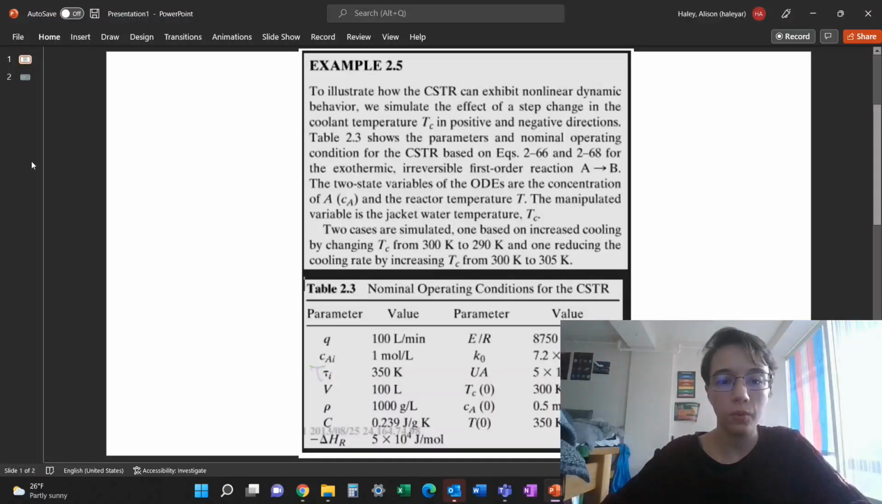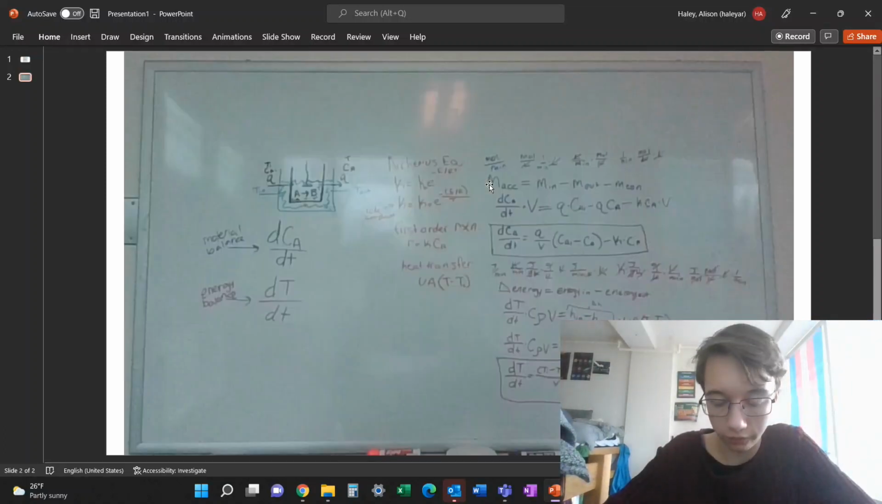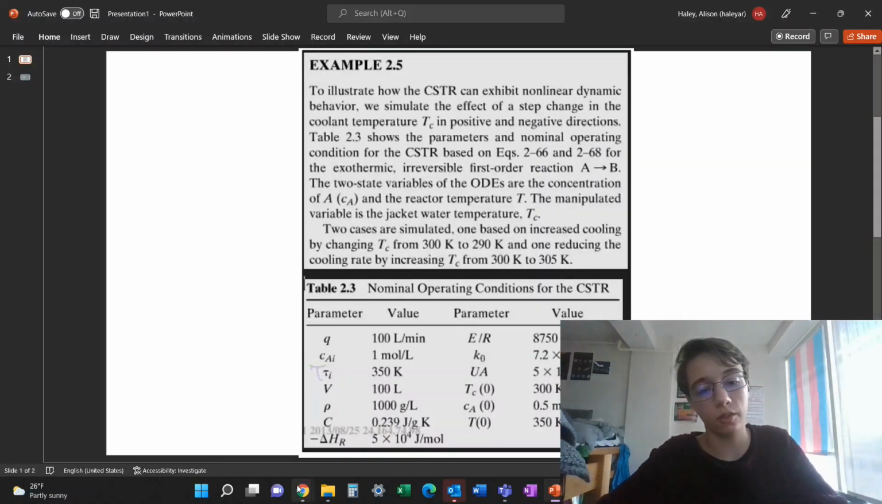Alright, so for this video we're going to be looking at these two cases that are described by this problem. One in which the temperature of the coolant goes from 300 Kelvin to 290, and then the second one where the temperature of the coolant goes from 300 Kelvin to 305 Kelvin. So I already showed you how we derive the ordinary differential equations in our previous video, and I have a screenshot from that video over here so we can reference the equations that we derived when we're simulating it, but we're going to be simulating this using Python.